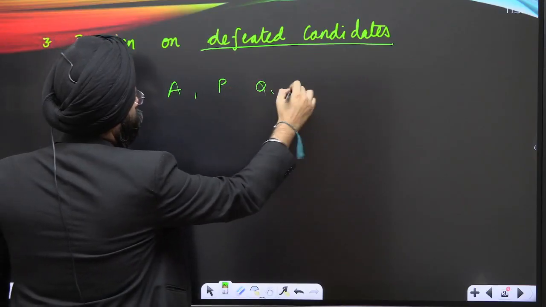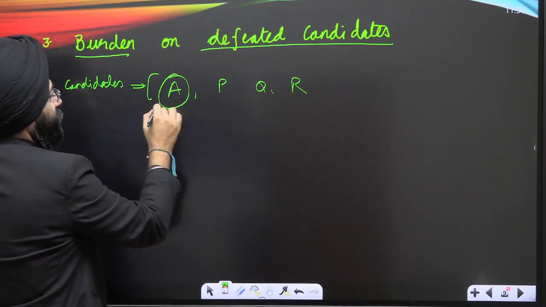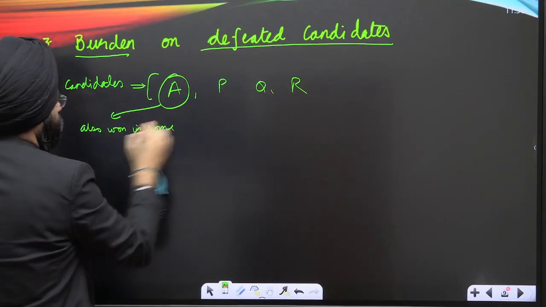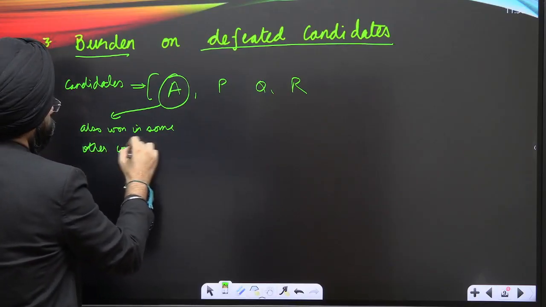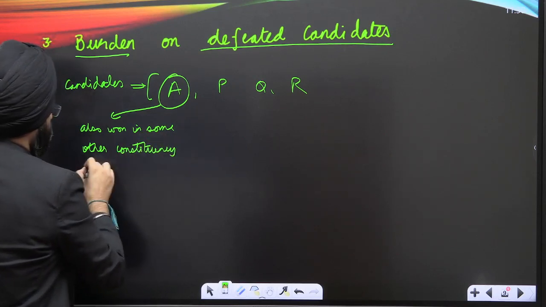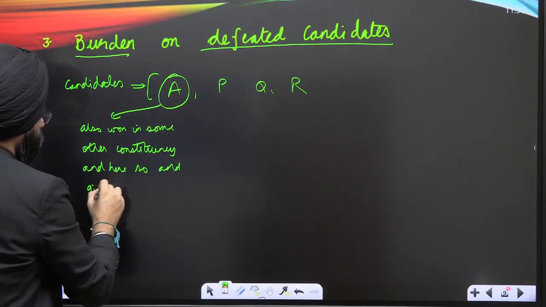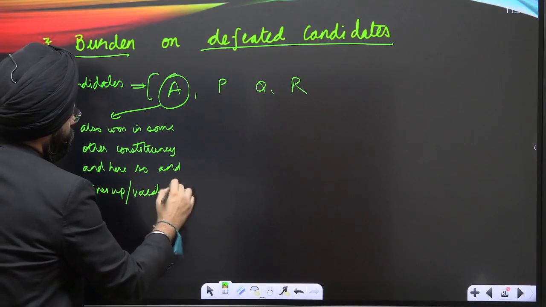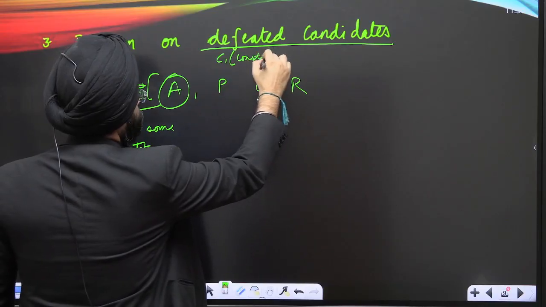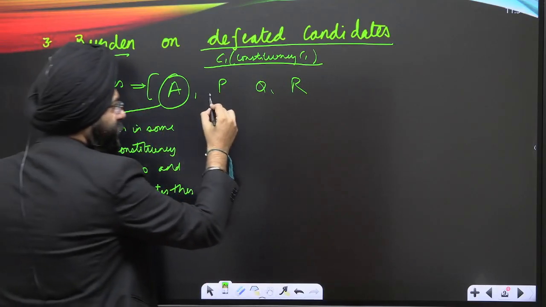A, P, Q, R. These are what? The candidates, right? Candidate A had won in some other constituency, also won in some other constituency. And here also. And he gives up, or let us say vacates this seat, right? This seat. Let us say this is constituency C1, right? Constituency C1.